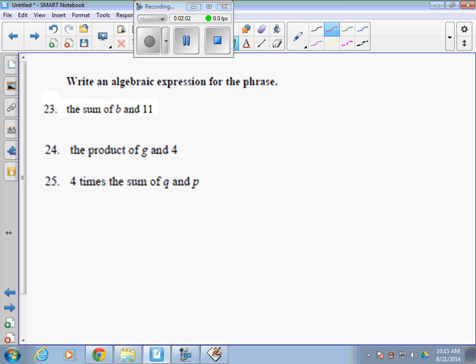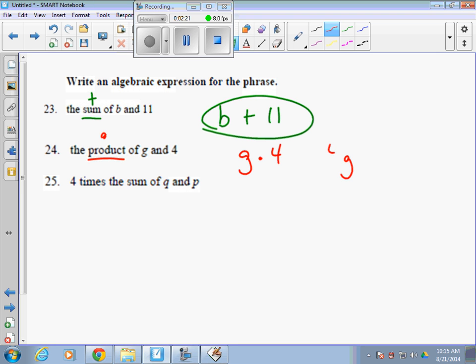23, 4, and 5, we're writing algebraic expressions for the phrase that's given. The sum, remember that means plus, of B and 11: B plus 11. The product means multiply, of G and 4. You can say G times 4, or you can even clean it up better and make it say 4G. Both of those would be acceptable.